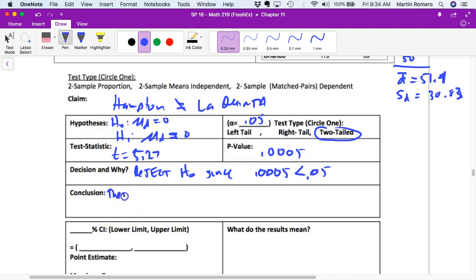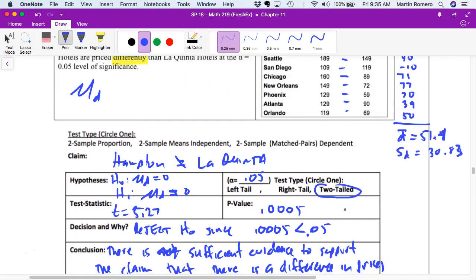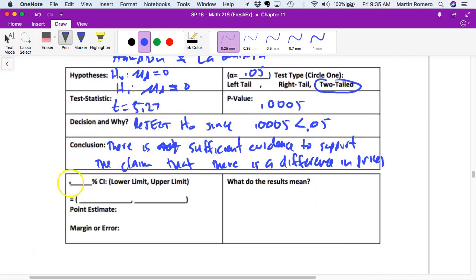What's our conclusion? There is sufficient evidence to support the claim. Support the claim that there is a difference in prices. That's it. And then, of course, we could also do a corresponding confidence interval as a hypothesis test.